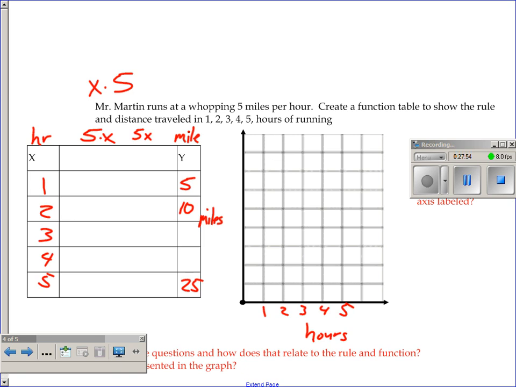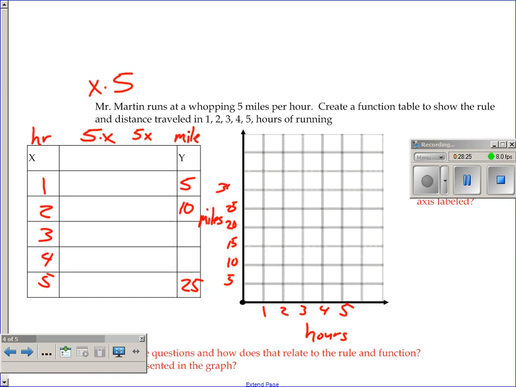And now I'm going to set up my intervals for my y-axis. Who can tell me what I should label each one of these? Yeah, by 5s, right? 5, 10 miles, 15, 20. And why did you pick 5? How come we didn't count up by 1? We wouldn't have enough space because we're traveling 5 miles an hour, right?